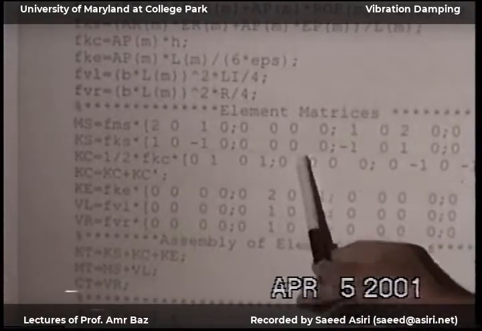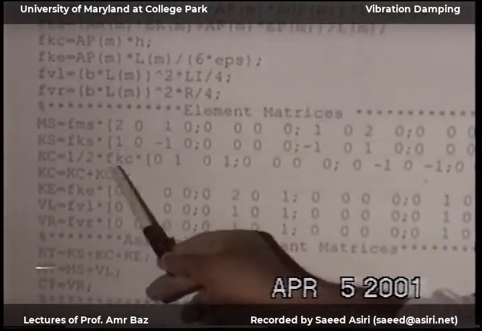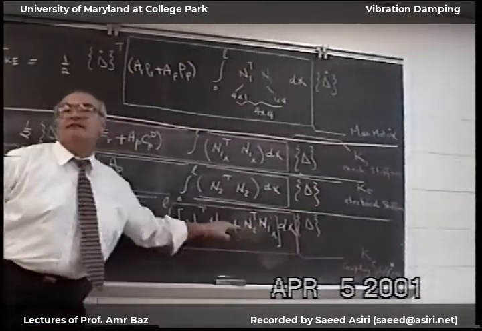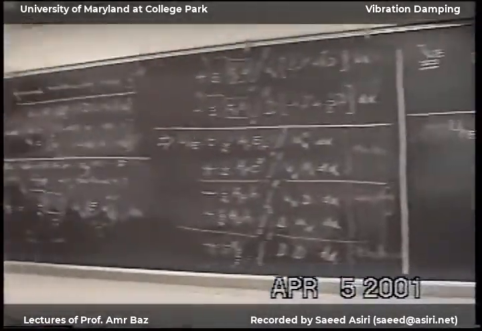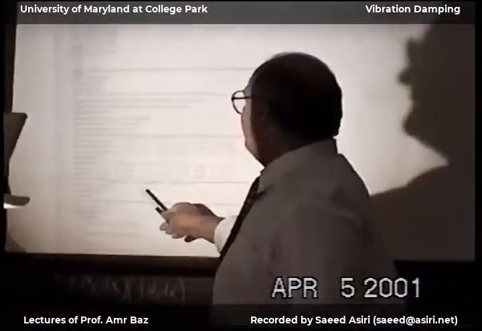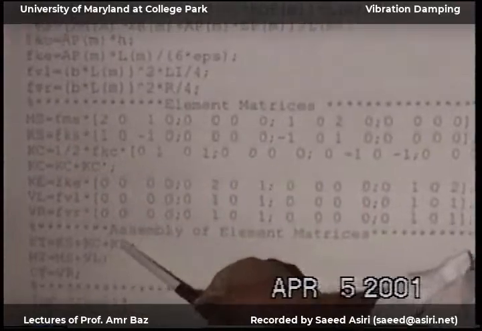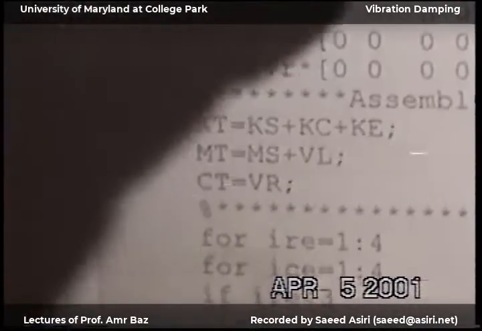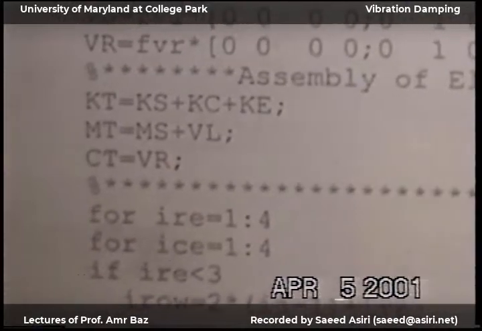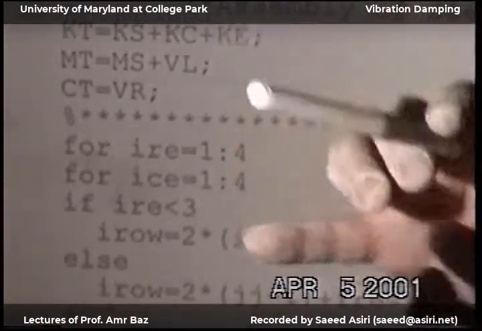You see here, I calculate the coupling, and then I add to it coupling transpose. This and its transpose. Then we have all these. Then now I get the total mass matrix, which is the combination of the mechanical and electric, the total stiffness matrix, and then the damping matrix. Then now we go into this part, is to assemble the matrices for different elements.